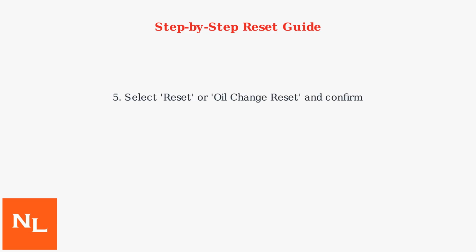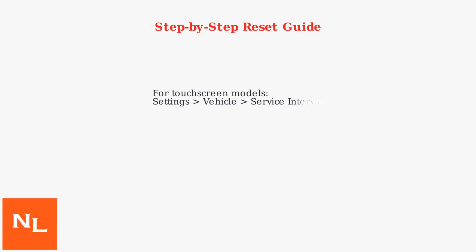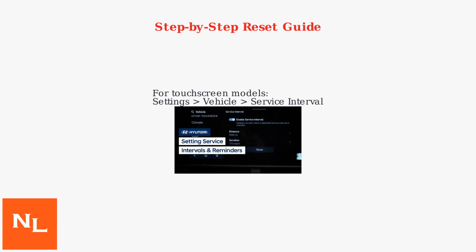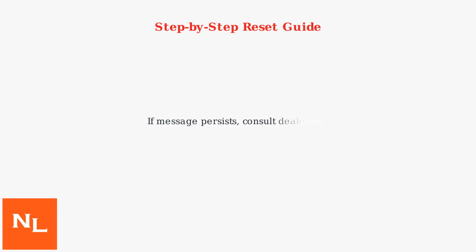Then select Reset or Oil Change Reset and confirm your choice. The service message should clear and the oil life indicator will reset to 100%. For touchscreen models, go to Settings, then Vehicle, then Service Interval. If the message persists after reset, there may be a deeper issue requiring a dealership diagnostic.